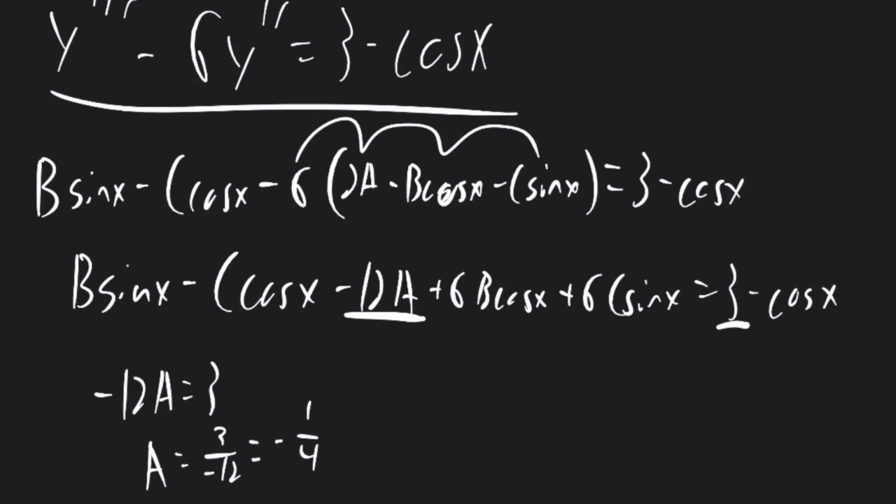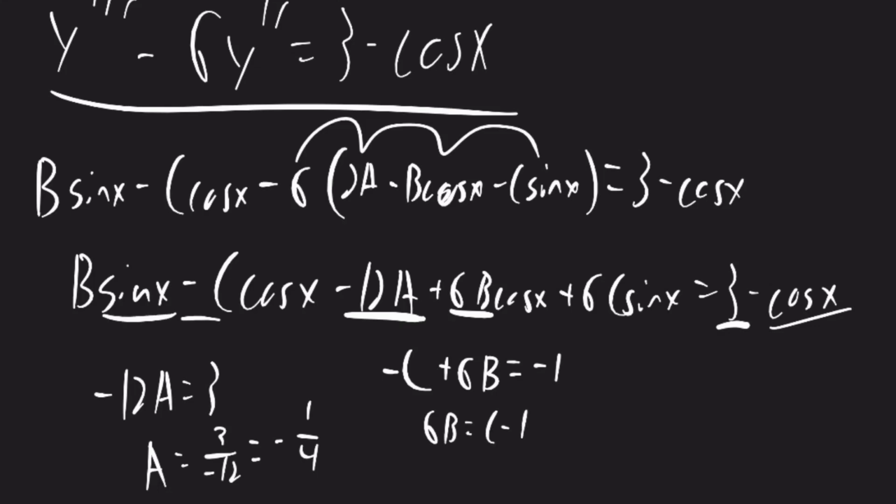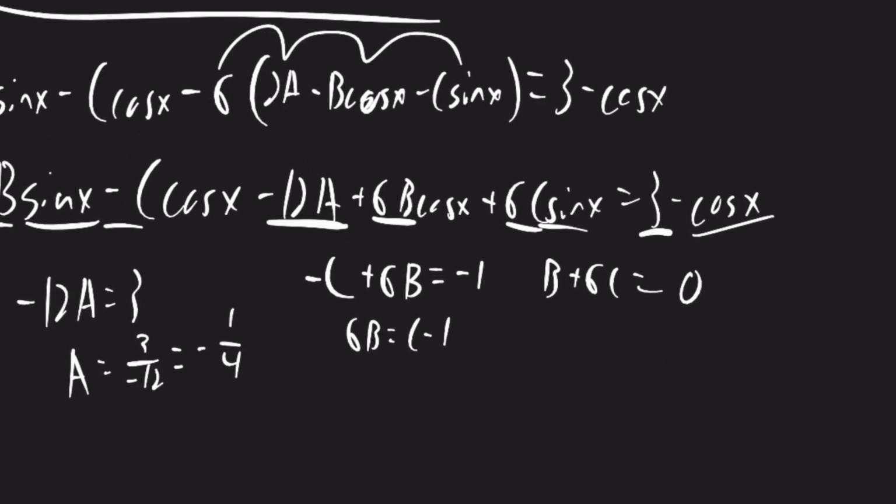We can compare coefficients for cosine x. On the left, we have negative c, as well as 6b. So it'll be negative c plus 6b. And on the right, it's negative 1. So 6b will be equal to c minus 1. Lastly, we can compare coefficients for sine x. We have this positive b on the left, as well as this positive 6c on the left. And on the right, we have nothing, so it'll be 0. We'll find that b is equal to negative 6c.